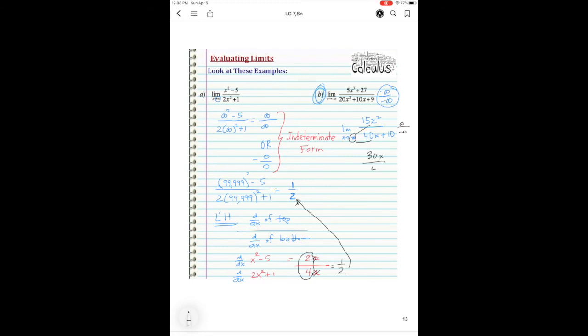So we get 30x over 4. Now, if we plug in negative infinity, we get negative infinity, because negative infinity times a positive is negative, over 4. So now we can answer this, because we have a very, very large negative number divided by a number. And so the answer to this question would be negative infinity.